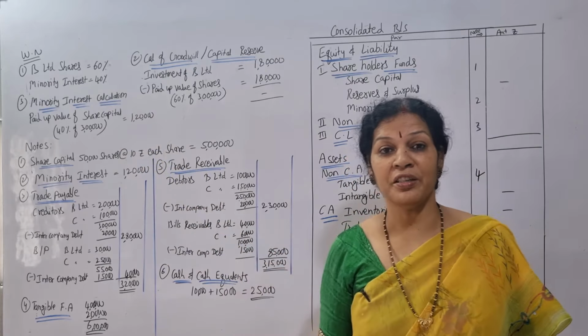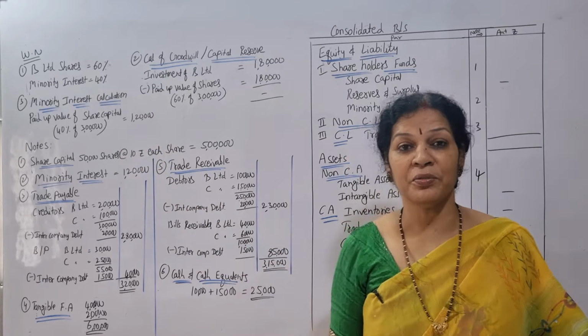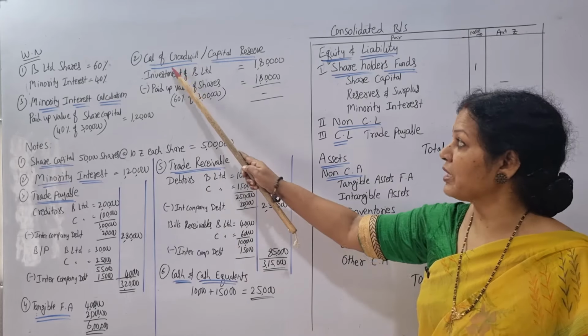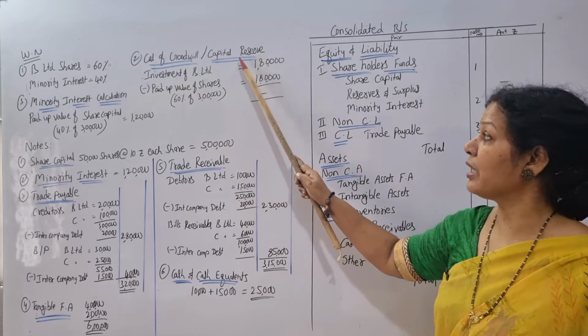What do we do with minority interest? We'll write it in the consolidated balance sheet under the share capital column. Under the shares, paid up shares, share capital, reserves and surplus, minority interest. 3 items you are going to find. So this is minority interest. Now next point is calculation of goodwill or capital reserve. You may get goodwill or capital reserve, whatever it may be. So we kept a heading: calculation of goodwill or capital reserve.